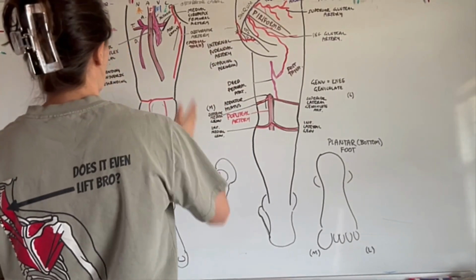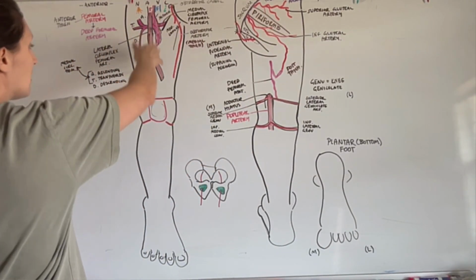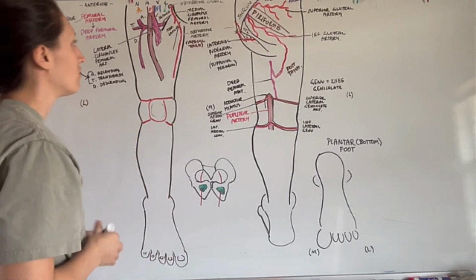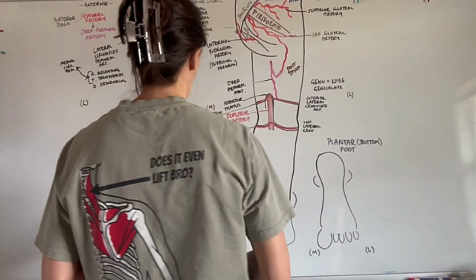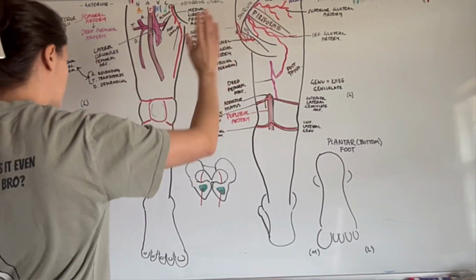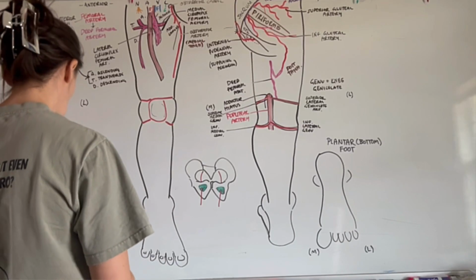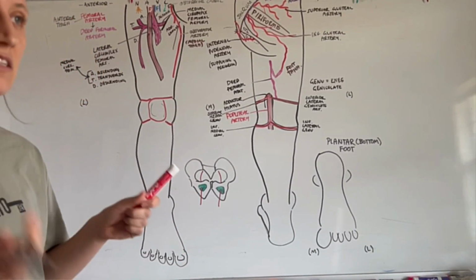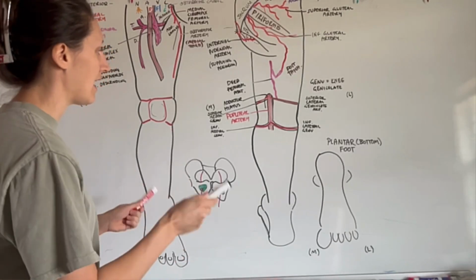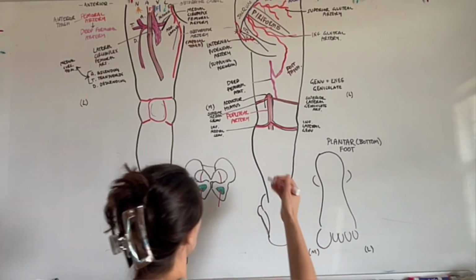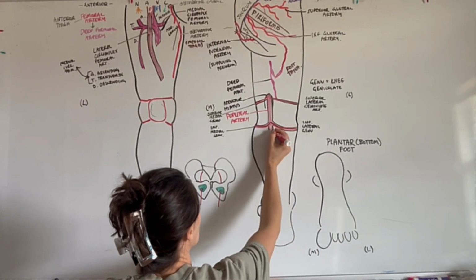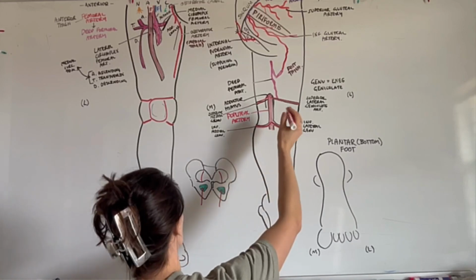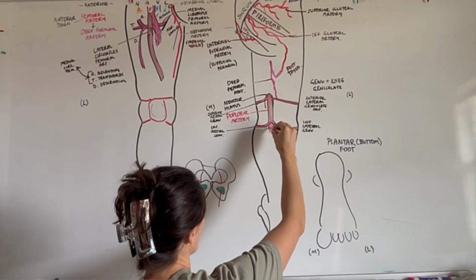Popliteal artery has changed name from femoral, has changed name from internal iliac. When popliteal artery exits the popliteal fossa, it is also going to change name. Now, we're going to see a branch come off, and that's going to be our indicator that it has changed name. So, popliteal artery comes into our posterior leg and is going to branch twice.